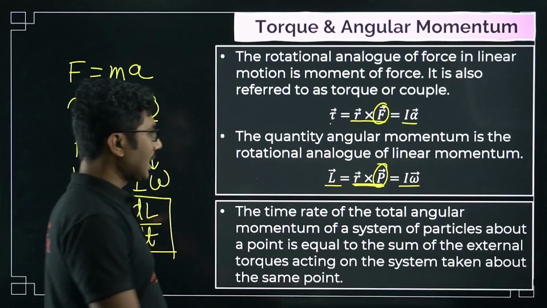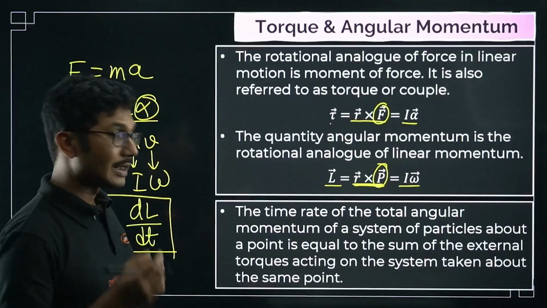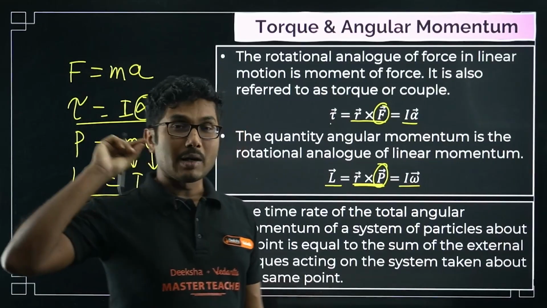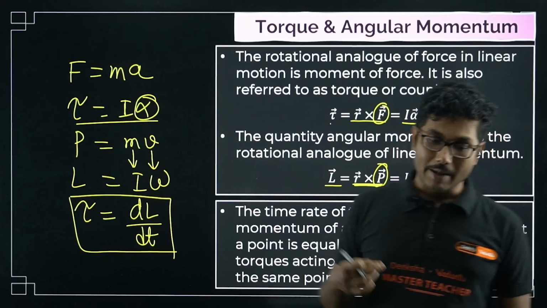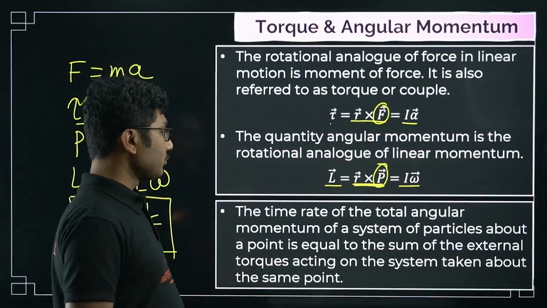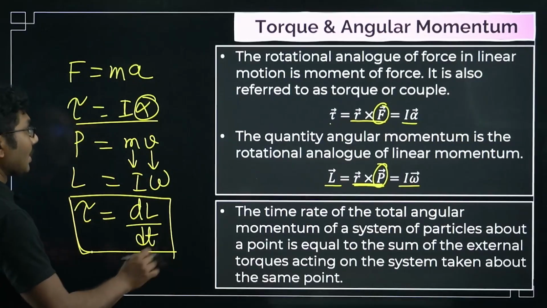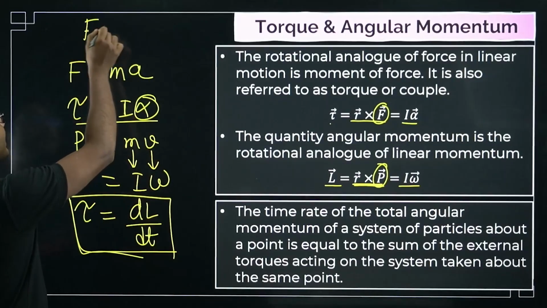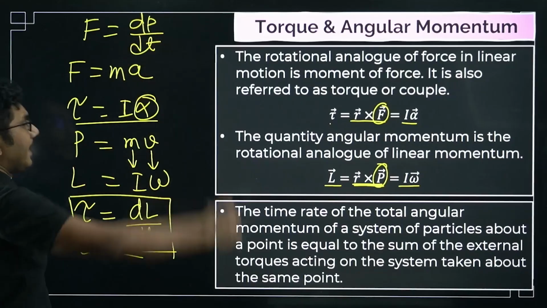So time rate of change of total angular momentum of a system of particles about a point, but the axis or the point about which is very important in rotational motion. You have to define a point about which you are measuring angular momentum and torque. About that same point it should always be the same. So same as linear motion where F was dp by dt, right?